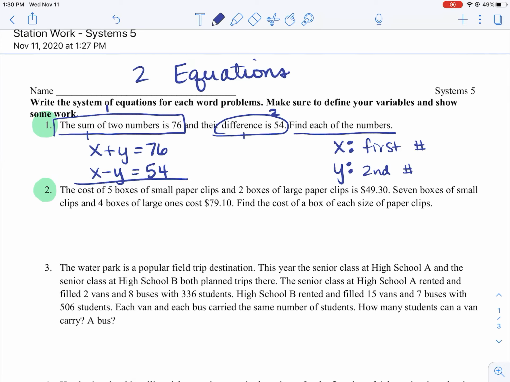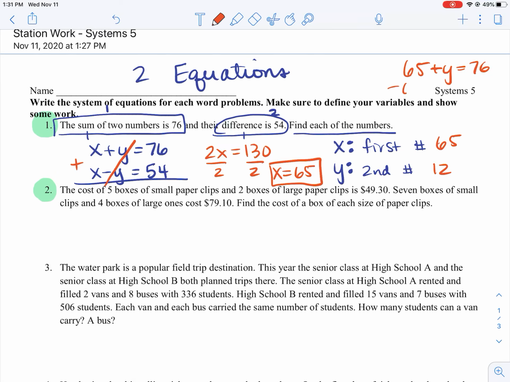In this case, I'm going to go ahead and eliminate here. So if I eliminate, I'm going to add down because my y's cancel right now, and I get 2x is equal to 130, and when I divide by 2, I get x is 65. So if x is 65, that's my first number, right? 65. Then my next number is 12, okay? And I got that by doing 65 plus y equals 76, and then I subtracted 65. Again, you can eliminate, you can substitute, you can graph, but I would like the answers here. So 65 and 12 are my answers.